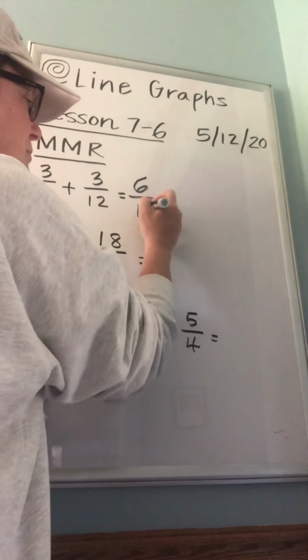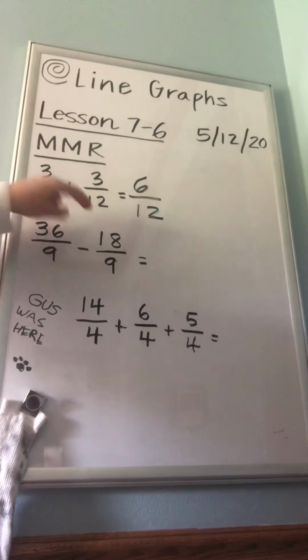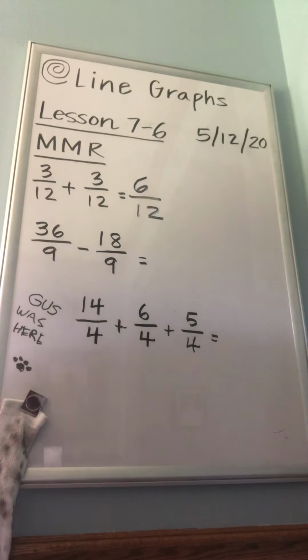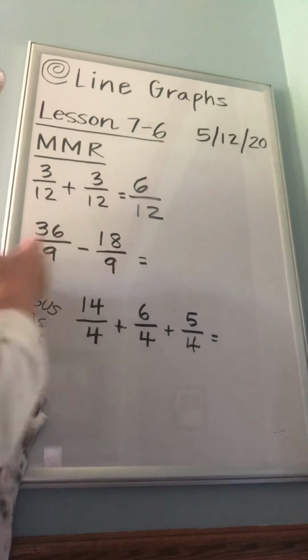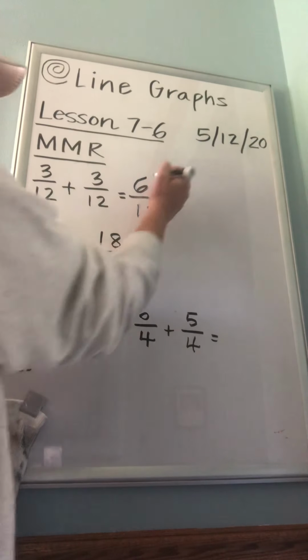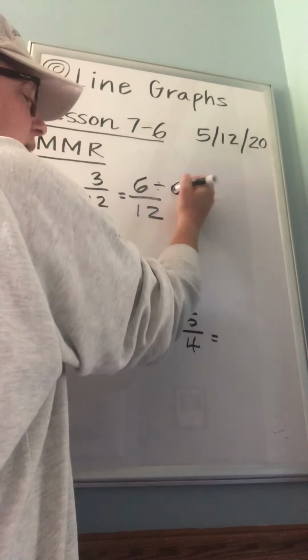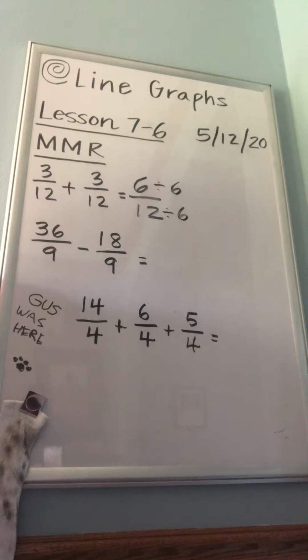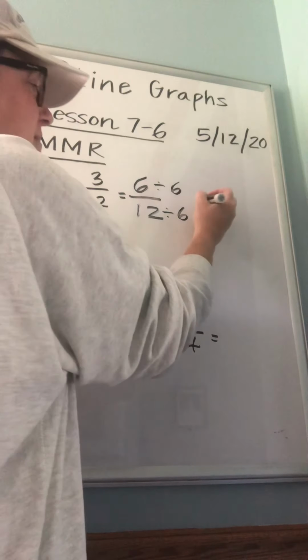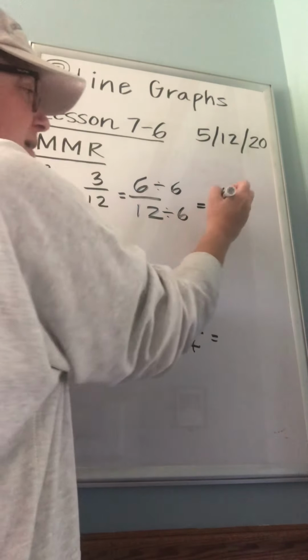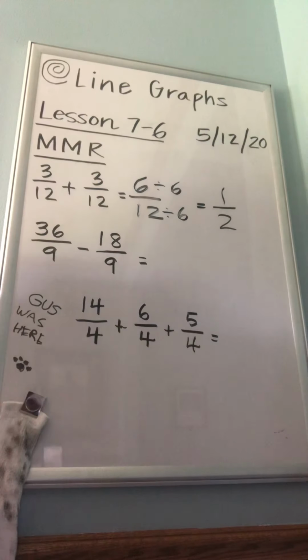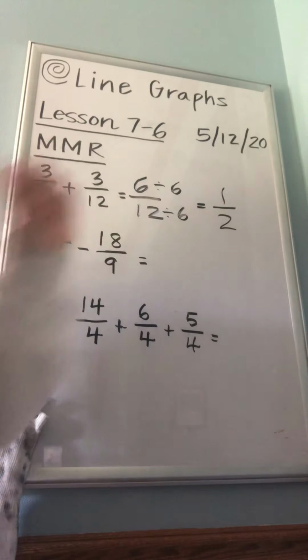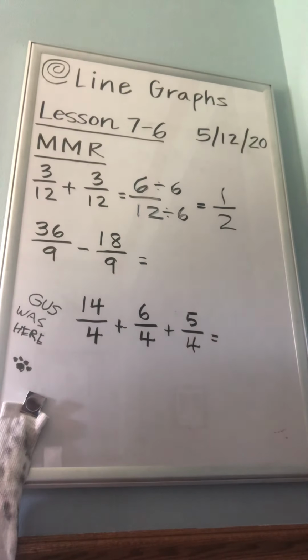Remember, we always add the numerators and we leave the denominators the same because we're leaving the pieces the same size. So if you look at 6/12, is there a number that will go into both 6 and 12 that will reduce it to lowest terms? 6 divided by 6 and 12 divided by 6. Whatever I do to the top of the equation, I need to do to the bottom of the equation. 6 divided by 6 is 1, and 12 divided by 6 is 2. So 6/12 also equals 1/2 in lowest terms.